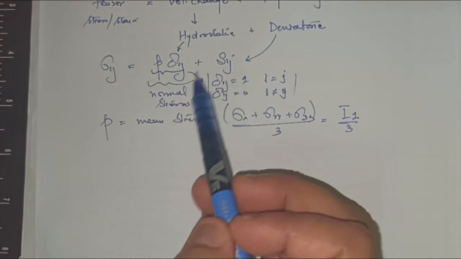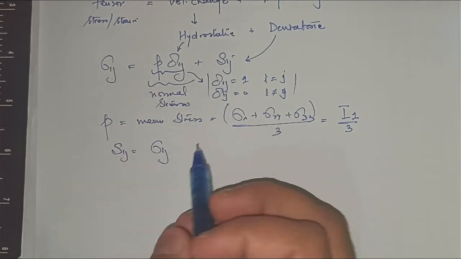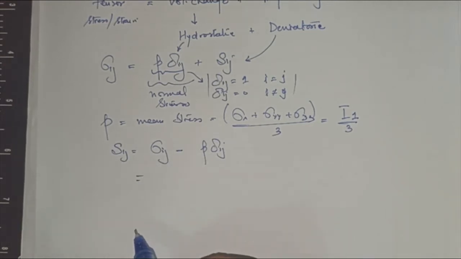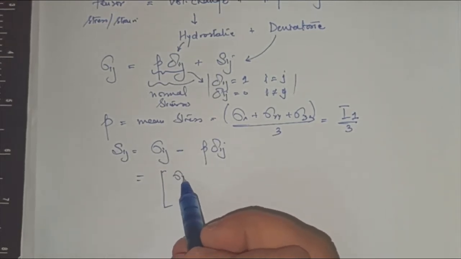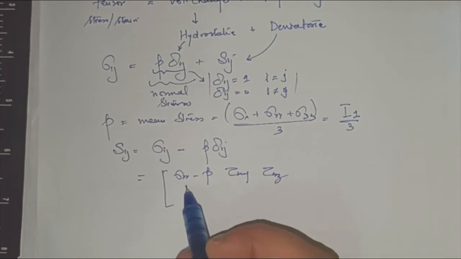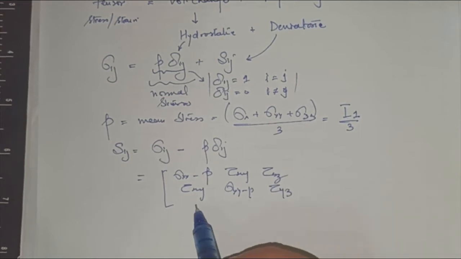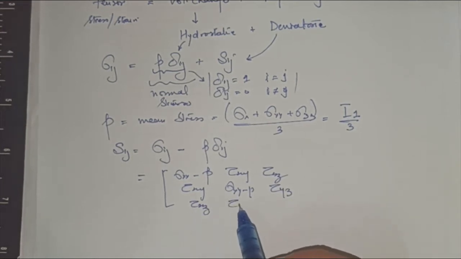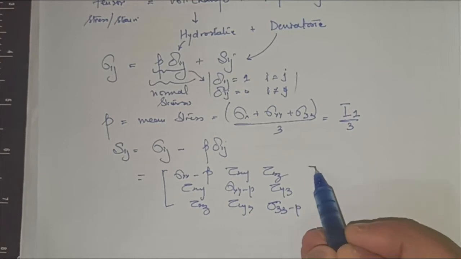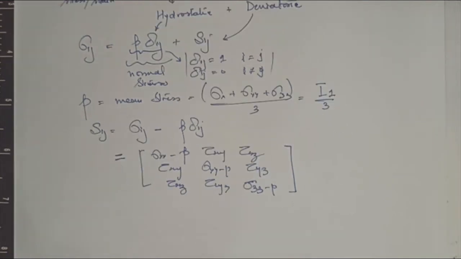So how to obtain the deviatoric one from this? The deviatoric Sij can be extracted by subtracting the mean stress from the stress tensor. Now you look at this. So how will it look? It will look like sigma xx minus p, tau xy, tau xz; tau xy, sigma yy minus p, tau yz; tau xz, tau yz, sigma zz minus p. So this is your Sij, which is also called the deviatoric component of stress.